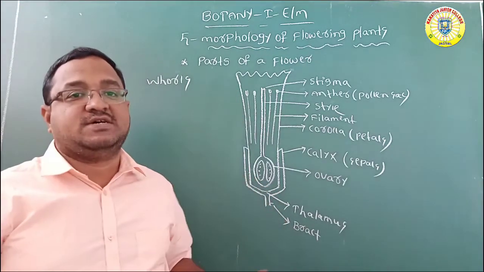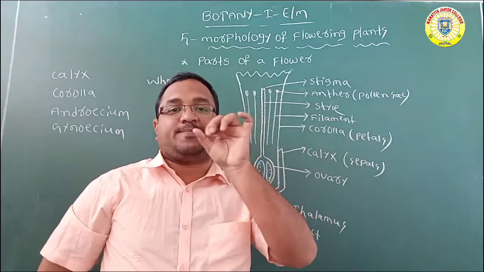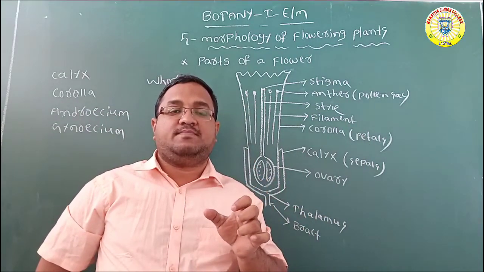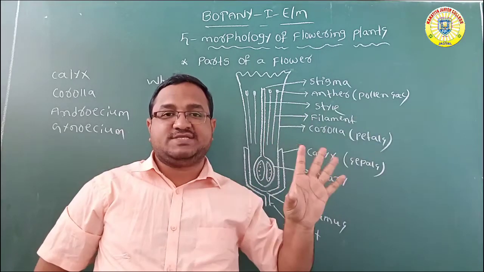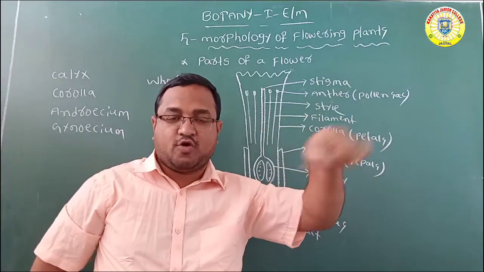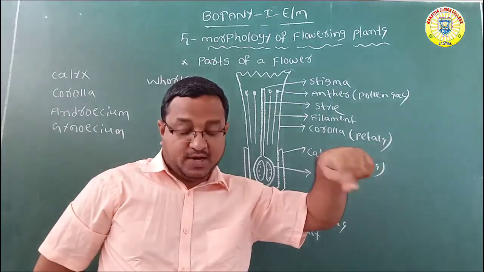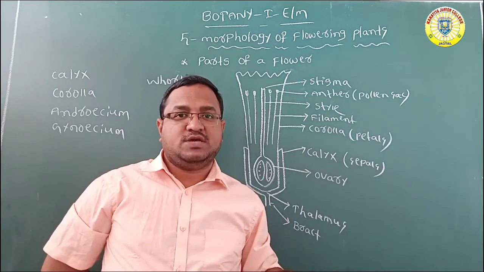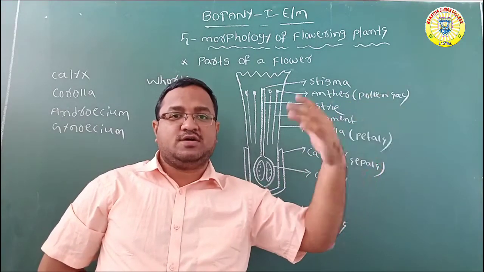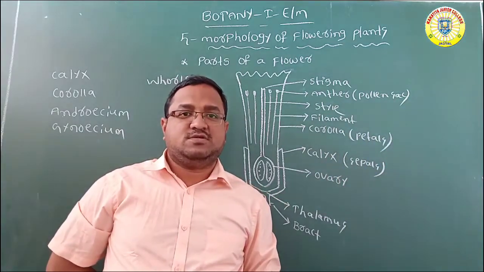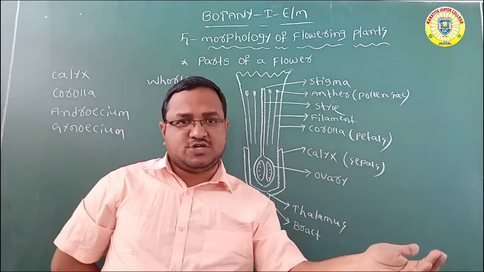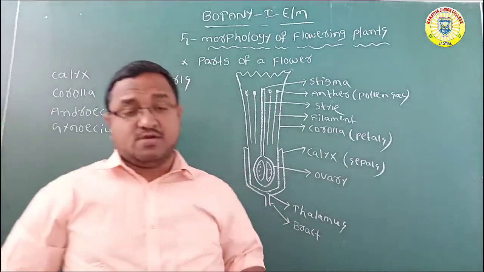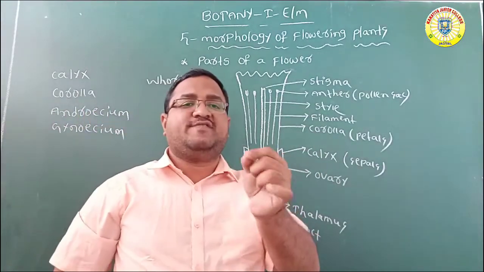What is the thalamus? The stalk of a flower is the pedicel. The pedicel is bulged, and this bulge-like structure is called the thalamus. This thalamus has 4 whorls at 4 different nodes, and each whorl has particular parts. The first whorl is calyx, second corolla, third androecium, fourth gynoecium. So each whorl has different parts.